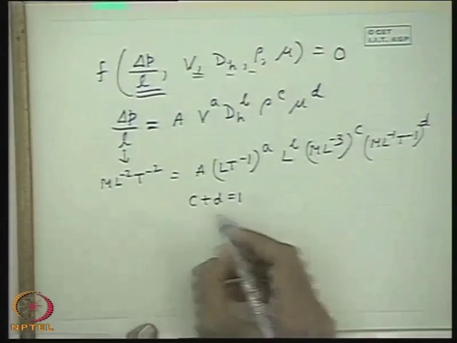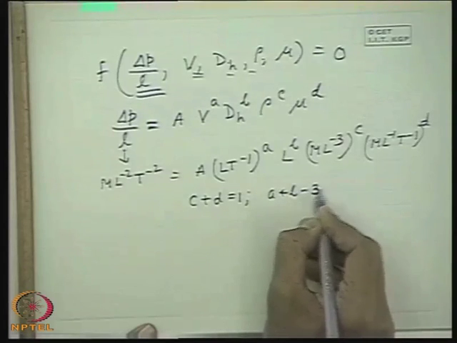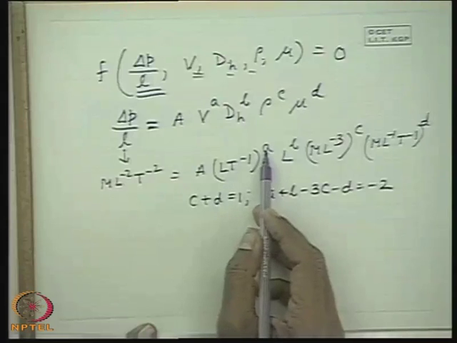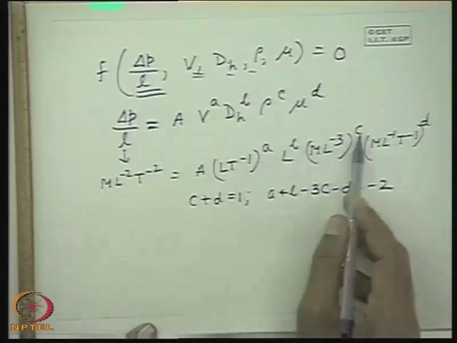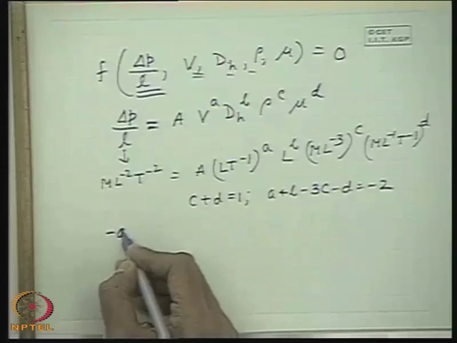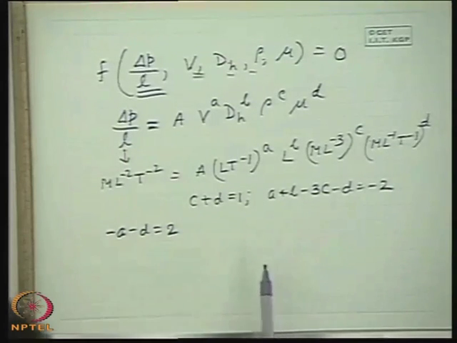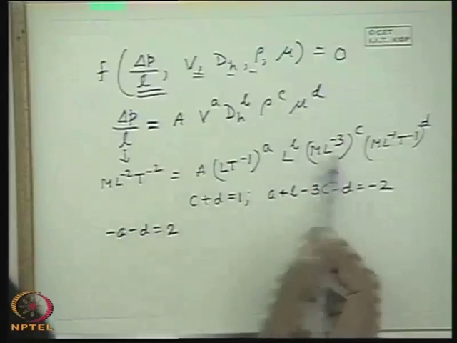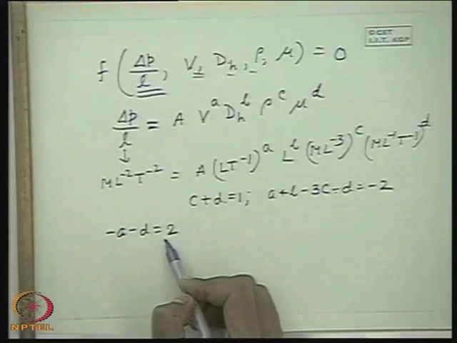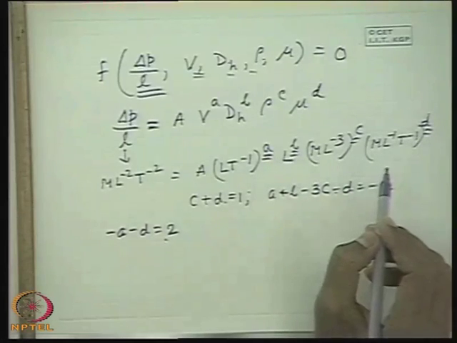Equating this, for L, a plus b minus 3c minus d is equal to minus 2. And for T, minus a minus d is equal to minus 2. So here the difference is that if we express like this and equate the MLT dimensions, we will always get 3 constraining equations. But here we see a, b, c, d, 4 unknowns are there.